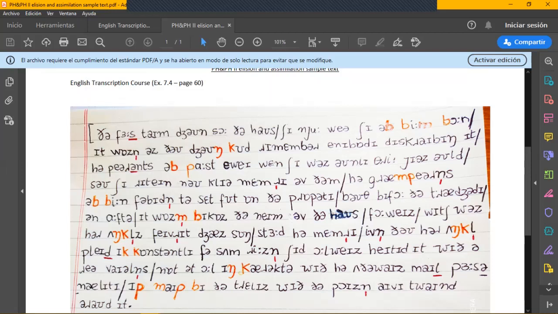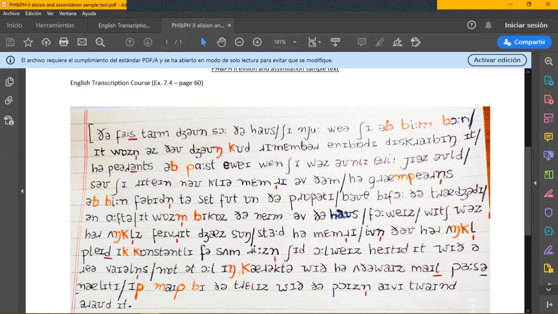Apart from that, the two final sounds, this voiceless alveolar fricative, which was followed by the voiceless alveolar plosive, are both voiceless sounds, as I said, so it was redundant to have the final alveolar plosive sound. That's why it has been elided.